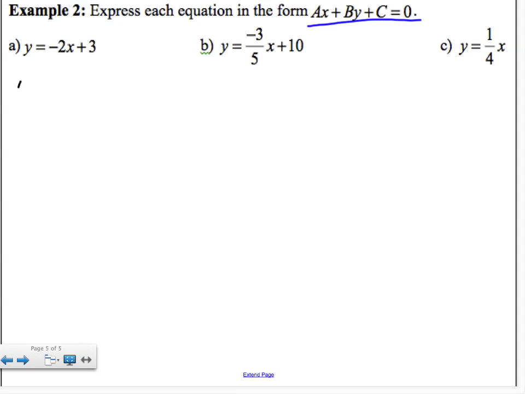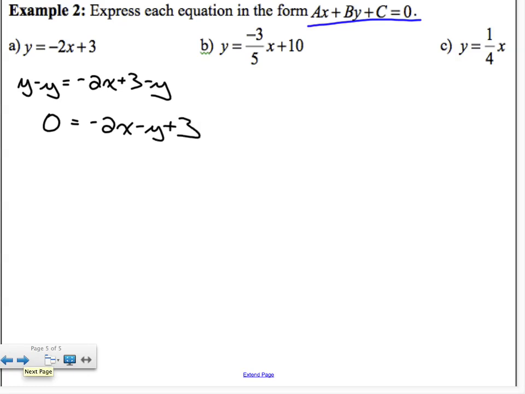So here I'm going to spell it out. I'm going to do y minus y equals minus 2x plus 3 minus y. So here I got 0, right? y minus y gives me 0. I have to make sure everything's in order: I want my x, my y, and my constant. So I got minus 2x minus y plus 3. Basically, I switch these two around.